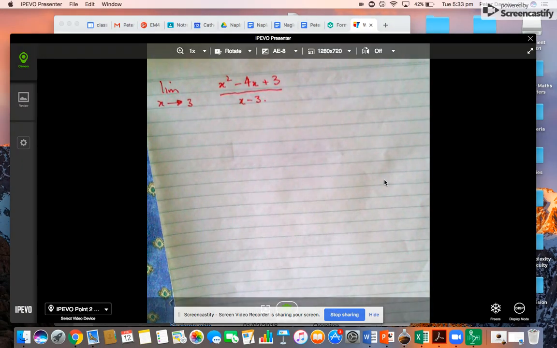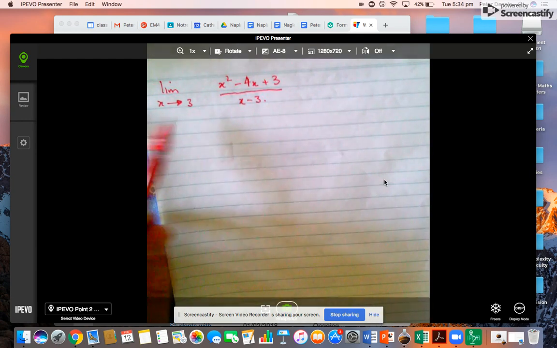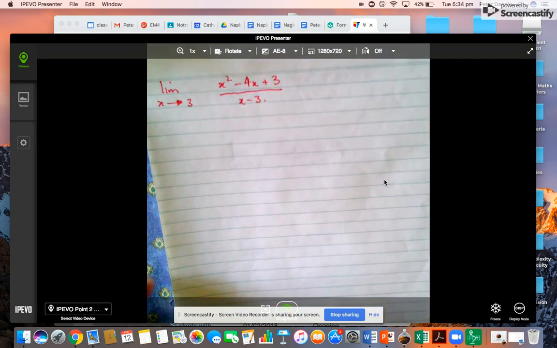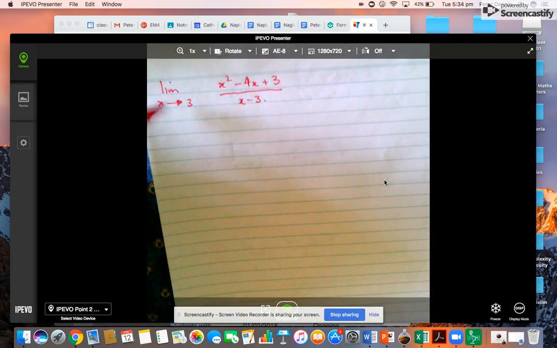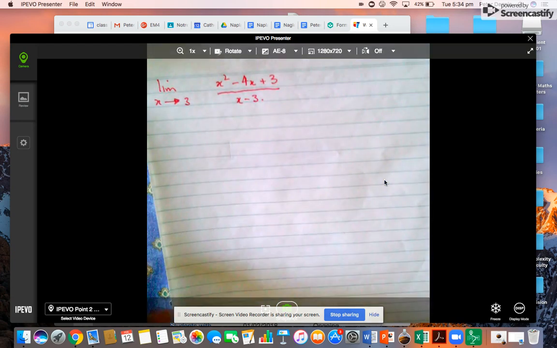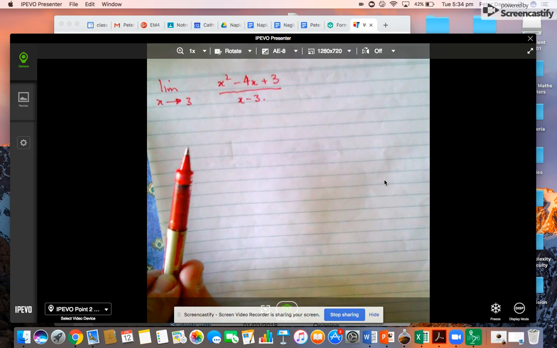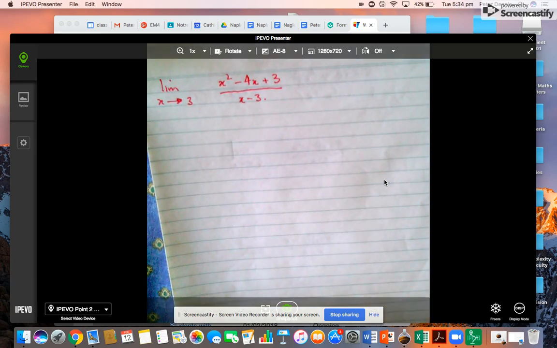Okay, when we're dealing with limits and polynomials, there are two basic types. This is the first one, where we've got the limit as x tends to 3 of x squared minus 4x plus 3 over x minus 3. It looks as though this isn't going to work because the bottom's going to be 0. The first thing we should do is try what happens when x equals 3. Oh, it doesn't work. Sometimes it will, but in this case, it doesn't. So how do we do that?